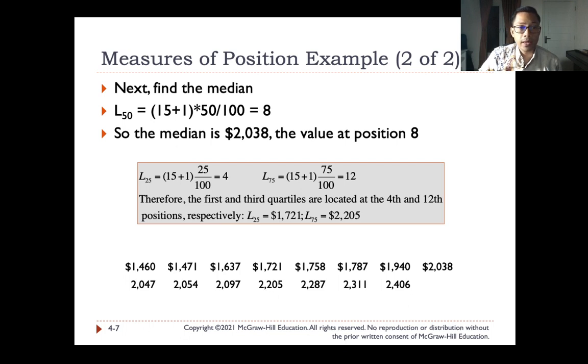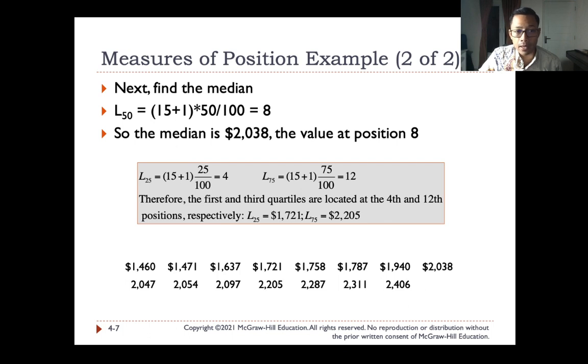And so let's find out the 8th observation after we arrange the data set from the smallest to the largest. The 8th position happens to be 2038. So the median of the data is going to be 2038.